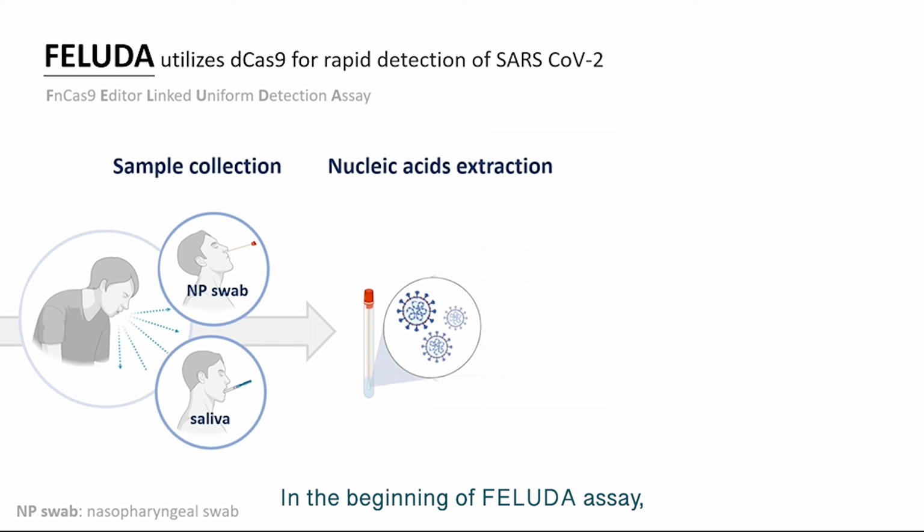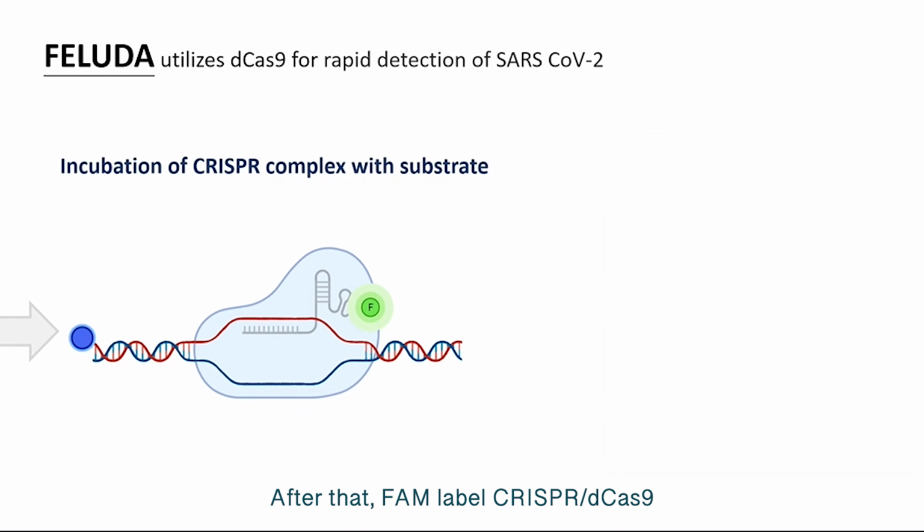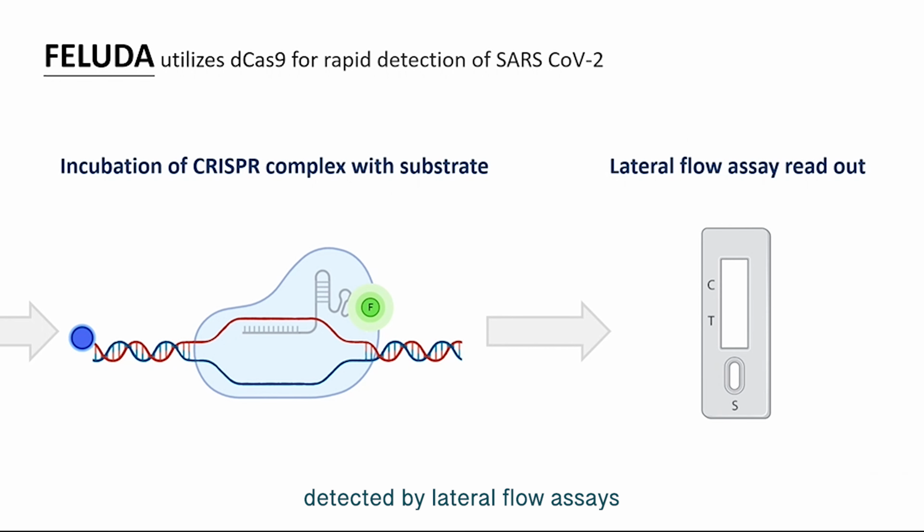After the assay, nucleic acids are reverse transcribed into DNA. CRISPR dCas9 binds to specific biotinylated substrates. The labeled complex is detected by lateral flow assays. It's easy to read the result in a timely manner.